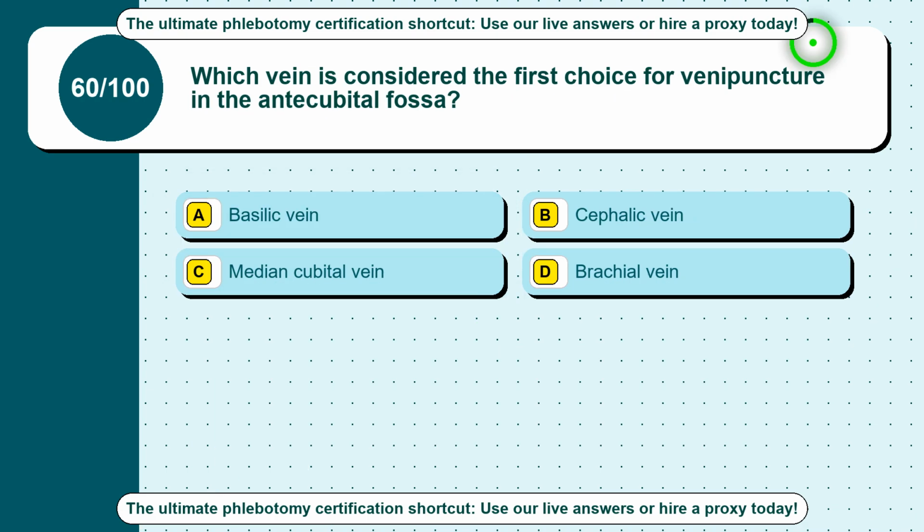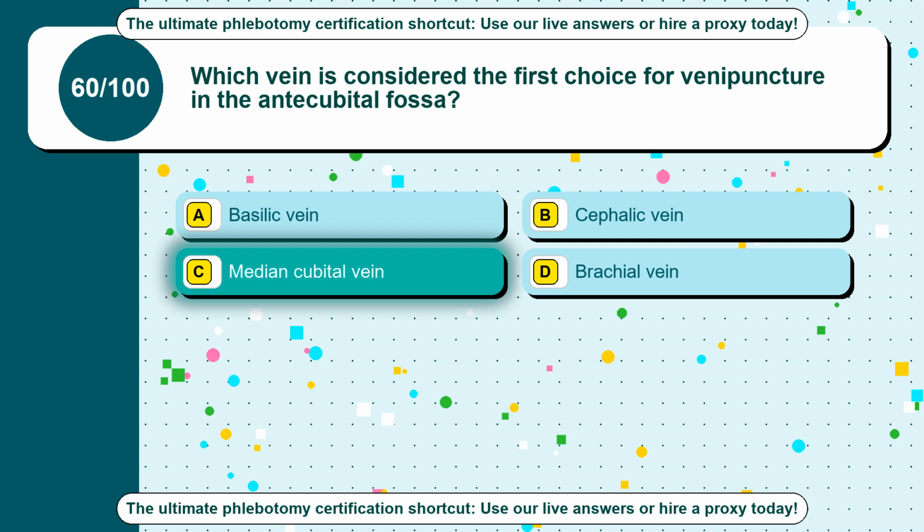Question 60. Which vein is considered the first choice for venipuncture in the antecubital fossa? Option A, basilic vein. Option B, cephalic vein. Option C, median cubital vein. Option D, brachial vein. The correct answer is option C, median cubital vein.